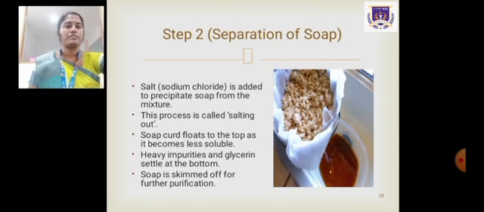In the second step, separation of soap, salt, sodium chloride, is added to precipitate the soap from the mixture. This is called salting out. Soap curd floats at the top of the mixture as it becomes less soluble. Heavy impurities and glycerin settle at the bottom. Soap is skimmed off for further purification.